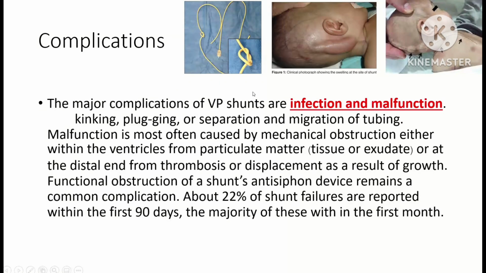The major complications of VP shunt are infections and malfunction, especially the first month or within the first 90 days.